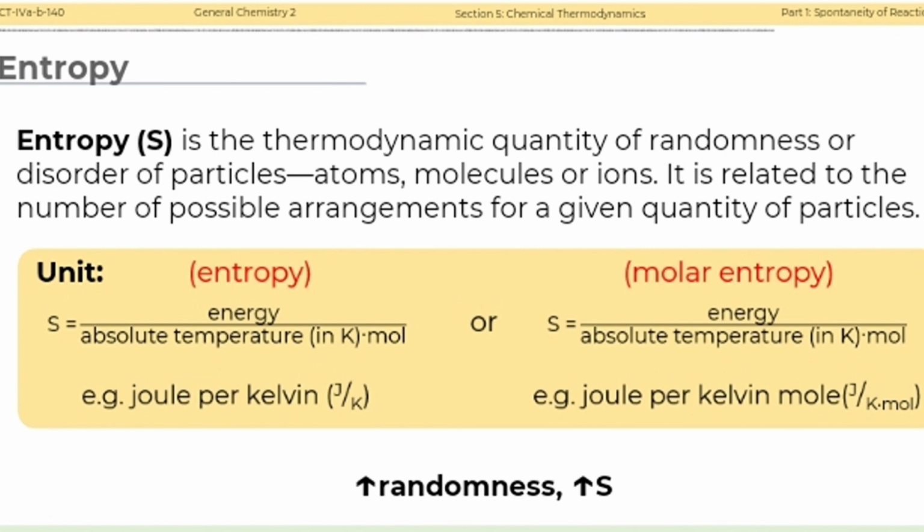Entropy, denoted by S, is a thermodynamic quantity of randomness or disorder of particles. It is related to the number of possible arrangements for a given quantity of particles. One common unit of entropy is joule per Kelvin. As for the case of molar entropy, one unit is joule per Kelvin mole. As particles become more random, the entropy increases.